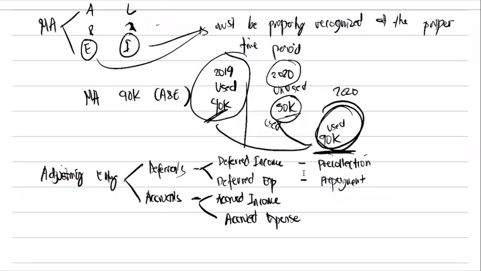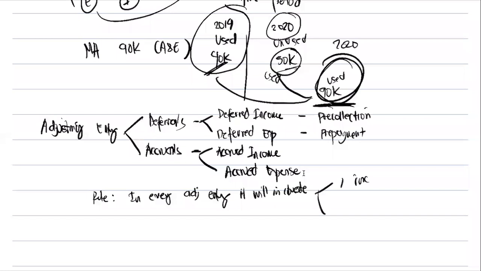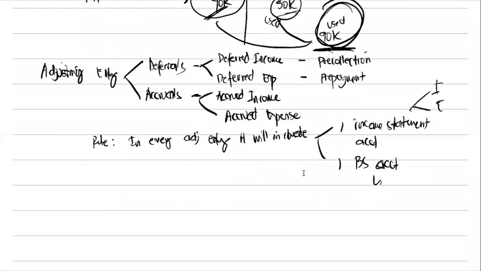So what is the rule of your adjusting entry? The rule here is that every adjusting entry will include one income statement account and one balance sheet account. So what is this income statement account? It can be income or expense. If that is a balance sheet account, that is an asset or liability.